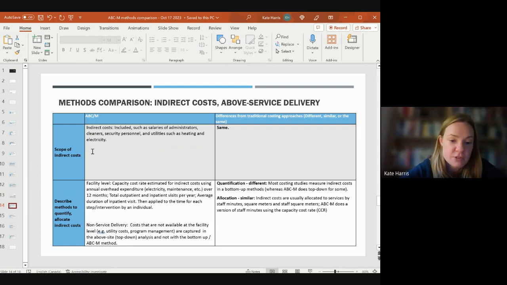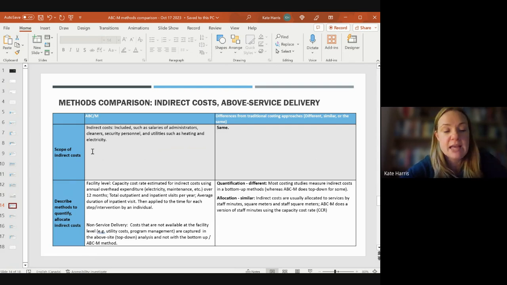On non-service deliveries, these are the top-down methods. So some of these indirect costs, like cleaning, are not collected at the facility level. Some of those things you have to go to the district level to collect. So those are top-down allocation. But for most of them, it's used bottom-up, using this capacity cost rate for that particular thing.